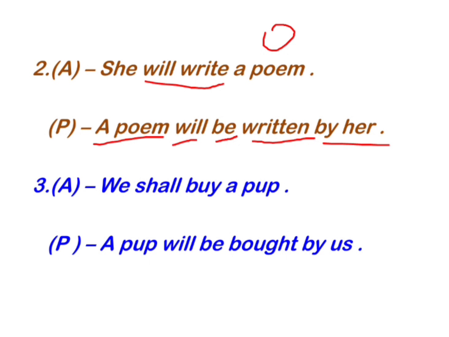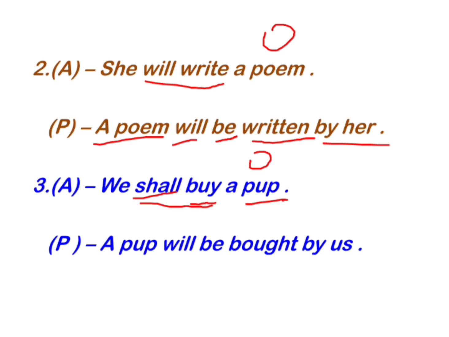Next sentence, we shall buy a pup. Here we is the subject. This is a personal pronoun. When we use the first person pronoun, we use shall. So as per that rule, shall is used here. We shall buy a pup. Shall buy is the verb and pup is the object.